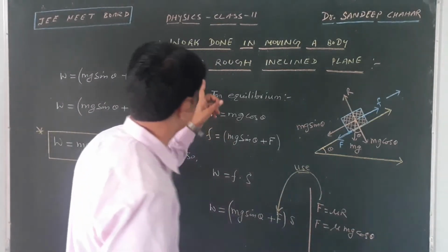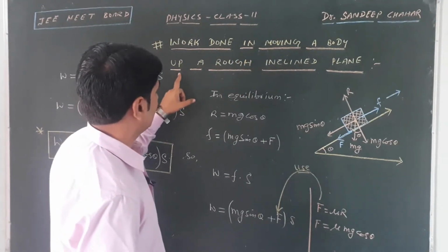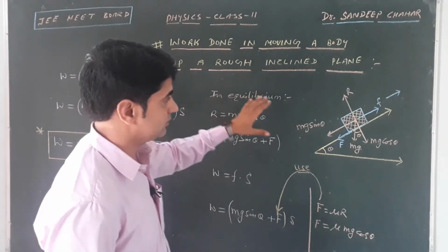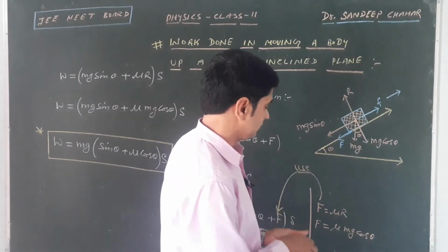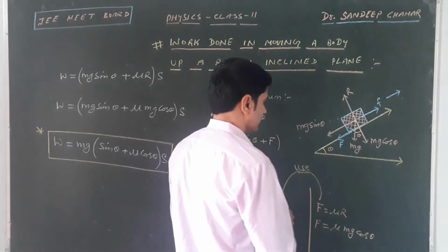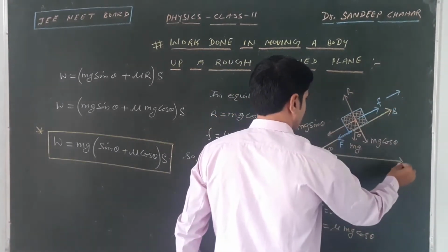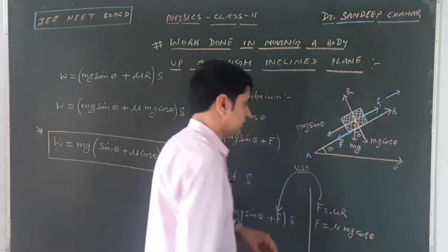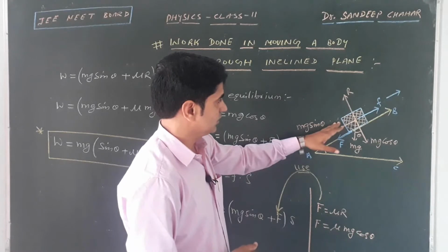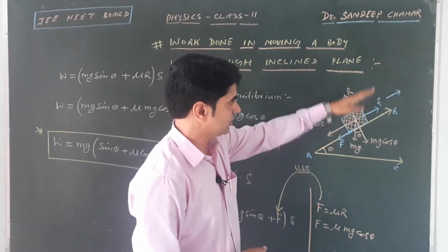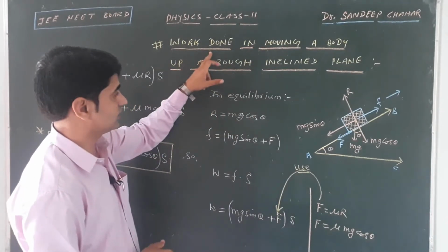Now we are discussing the topic: work done in moving a body up a rough inclined plane. We are considering an inclined plane at an angle theta, which we can also call the incline AB, at an angle theta to the horizontal AC. The block is moving in the upward direction, and we are finding the expression for the amount of work done.